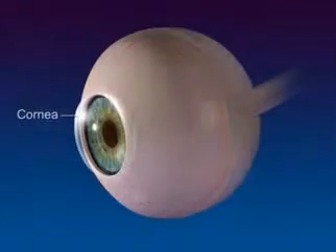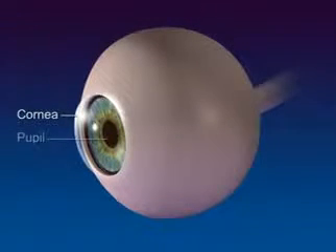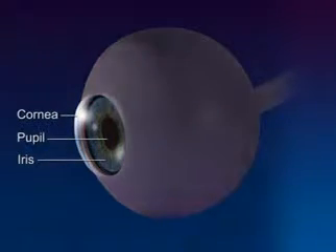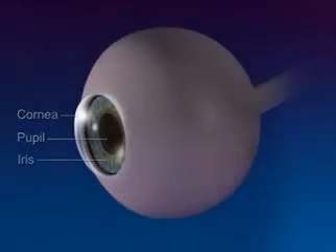The cornea is a clear circular area in the sclera where light enters the eye. The pupil is the circular opening in the front of the choroid. The iris is the colored smooth muscle surrounding the pupil, which adjusts the size of the opening according to the brightness of light.